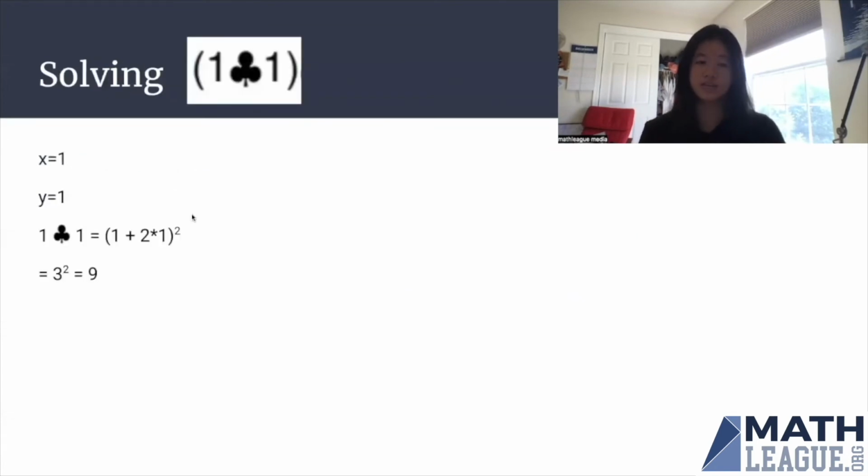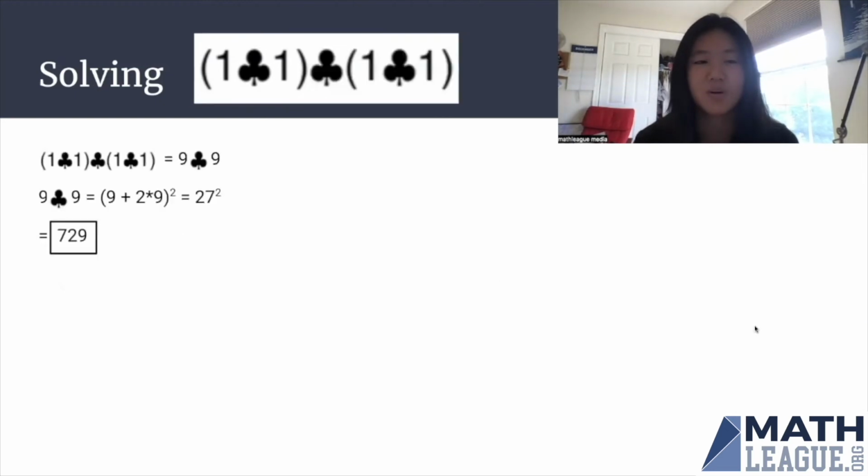So in this case, x and y are both 1, and we plug 1 and 1 into the equation that we just simplified. So we have (1 plus 2 times 1) squared, and that just equals 3 squared, and that equals 9. So 1 club 1 equals 9. So we're almost there. So let's put it into the ultimate equation that we need to solve, 1 club 1 clubbed with 1 club 1. And since we have these parts right here, we are left with 9 club 9.